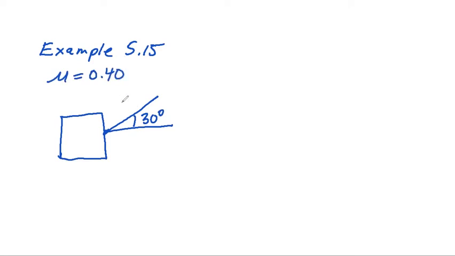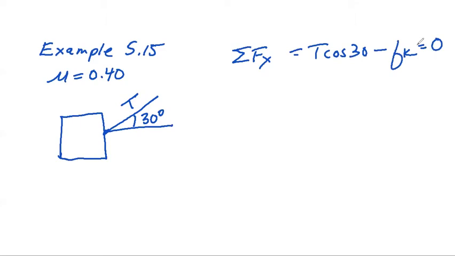Okay, so I've got a tension here, and I'm solving for that tension. I need to know how hard I need to pull. So the sum of the forces in the x is going to equal T cos 30 minus Fk equals 0. And I know it equals 0 because I'm pulling it at constant velocity. So therefore, in an inertial state, it has no acceleration.